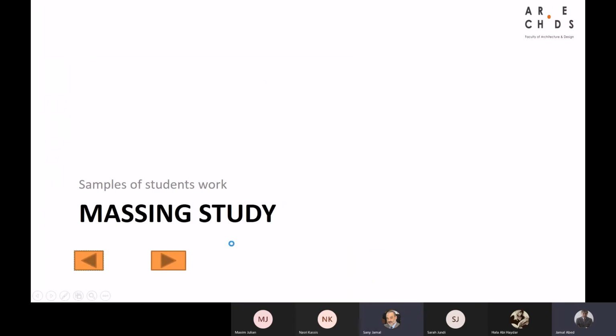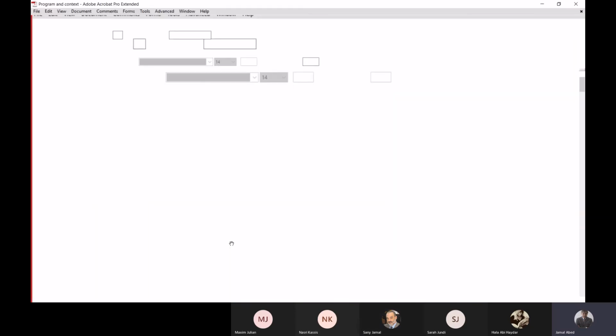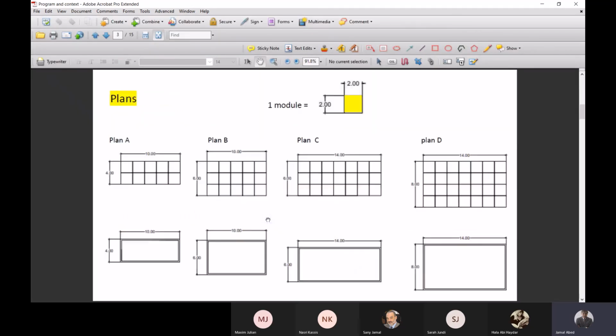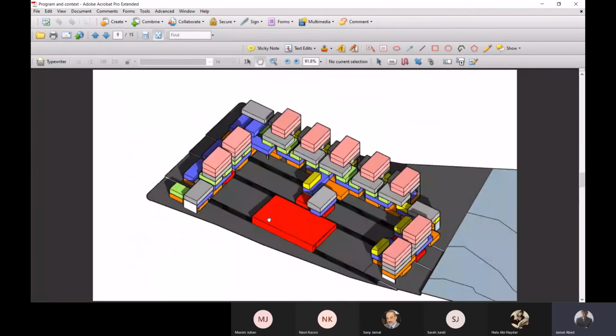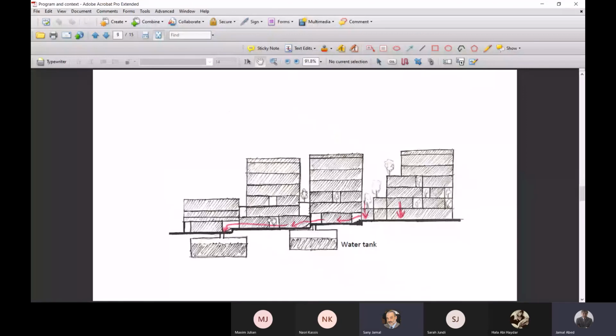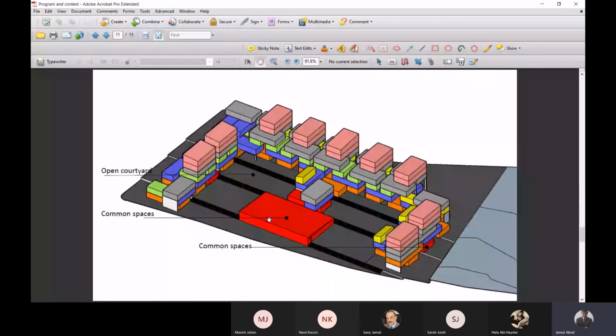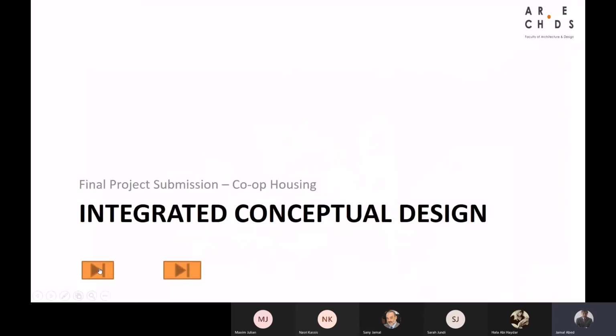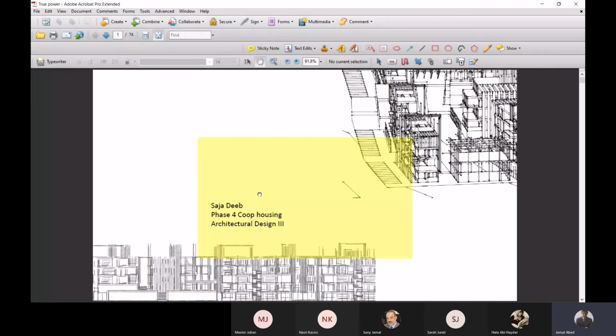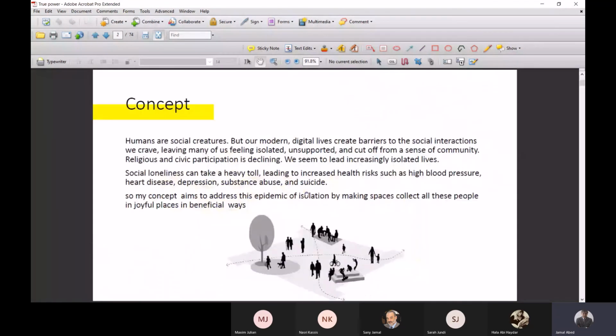This is the early massing study. So the program, modularity, lexicon from the narrative, the site, the sections, and how they are expected to move into the project. Did you see it or not? Okay. And the integrated conceptual design, through again the same student, how it evolved to reach that particular stage, and what the concept is about.